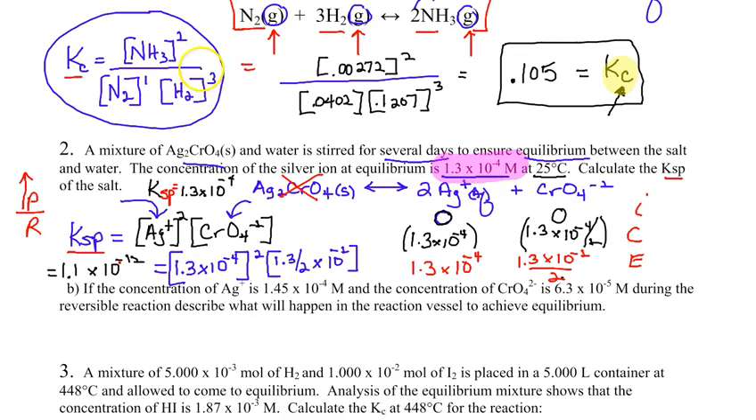Okay, and I'll do it again. So it's 1.1 times 10 to the negative 12. That is what KSP equals. And you can see that's a tiny equilibrium constant, which means who's favored? The reactants. Very good.